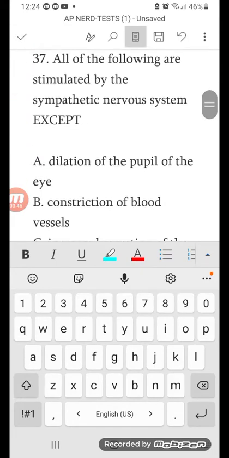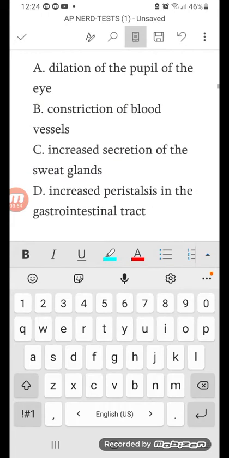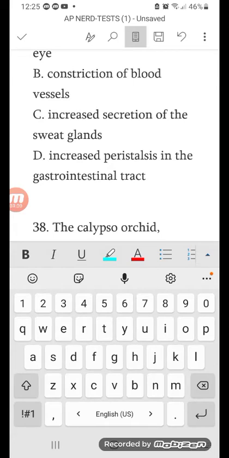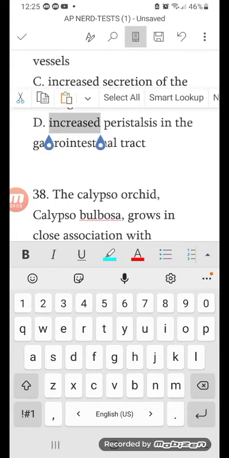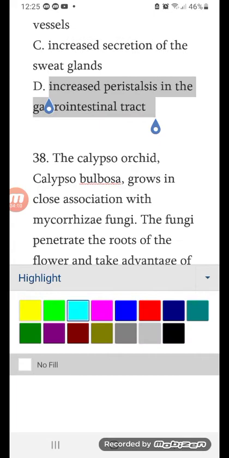All the following are stimulated by the sympathetic nervous system except, sympathetic being fight or flight. Dilation of pupil, yes, you need to see well because you are fighting. Constriction of blood vessels to increase blood pressure, okay. Increased secretion of sweat glands, okay. Increased peristalsis, no. When you are in a fight or flight, we don't care about your stomach or digestive system.